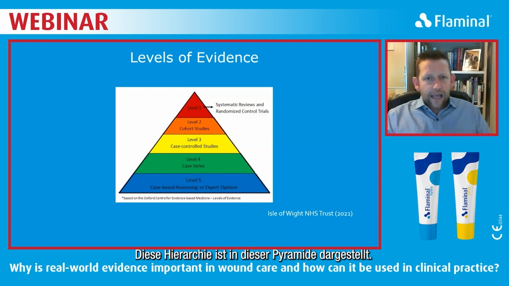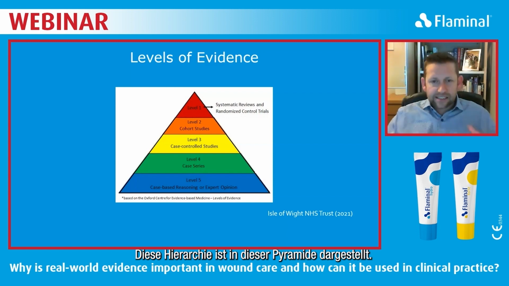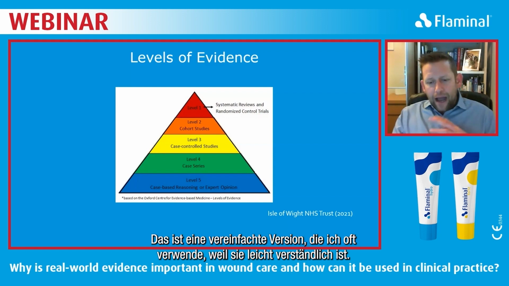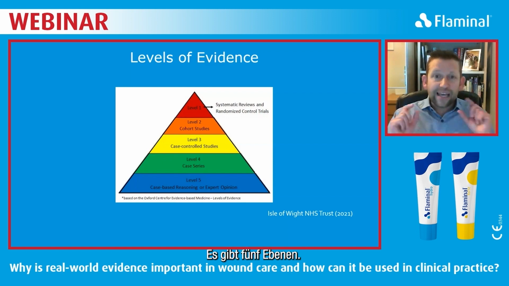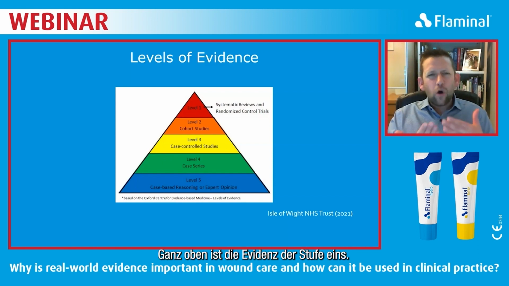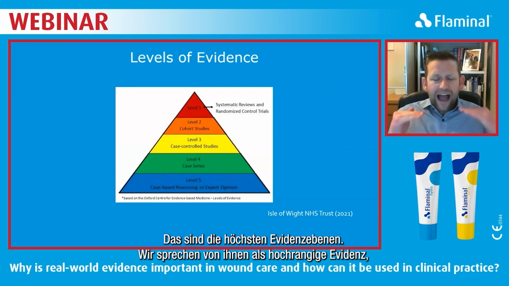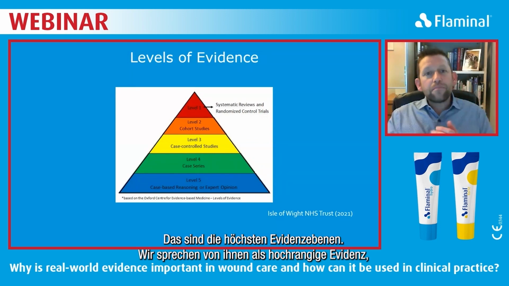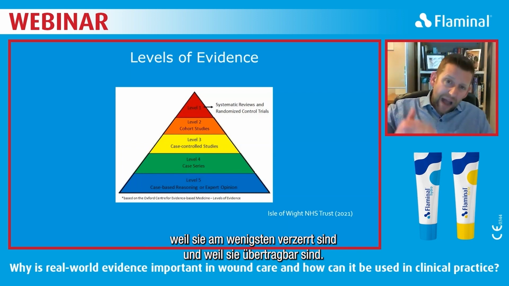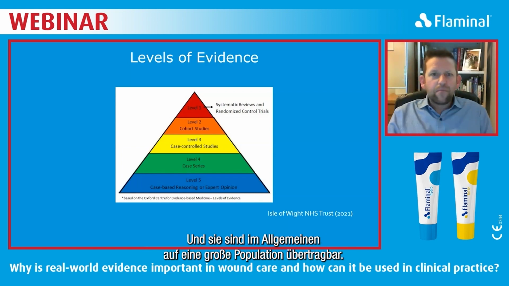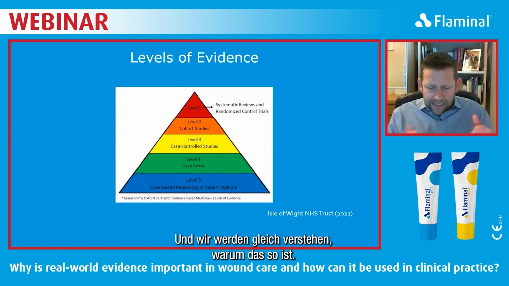So this hierarchy sits within this pyramid, and it's a simplified version, and I often use this because it's quite easy to understand that it has 5 levels. At the top of this is level 1 evidence. That's randomized controlled trials and your systematic reviews. So they're the highest level of evidence. We talk about them being high level evidence because they've got the least bias, they're transferable, and they're generally generalizable to a large population, and we'll understand why that is in a minute.